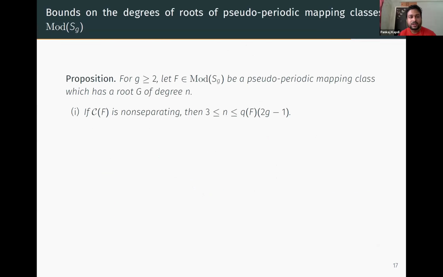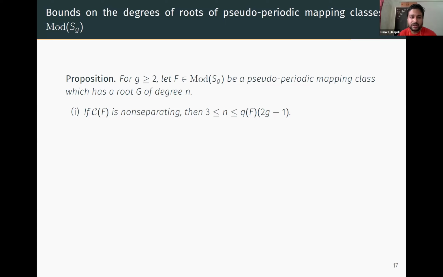Okay, so later on in this result, we obtain what can be the highest degree of a root of a pseudo-periodic mapping class, the highest degree root. It was already known that for a non-separating Dehn twist, the highest degree is 2g minus 1. So a root can have degree at most 2g minus 1, and they are also realizable for infinitely many genuses.